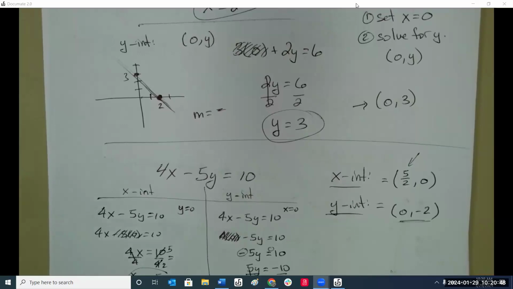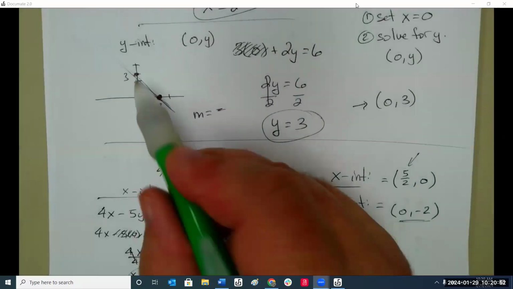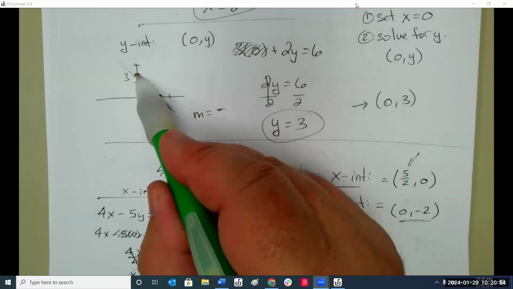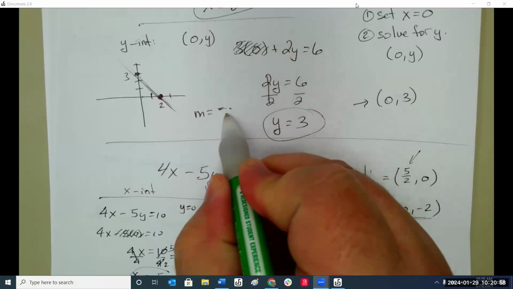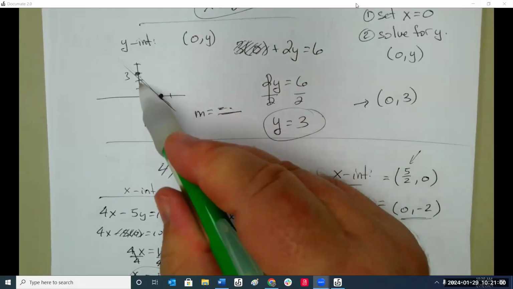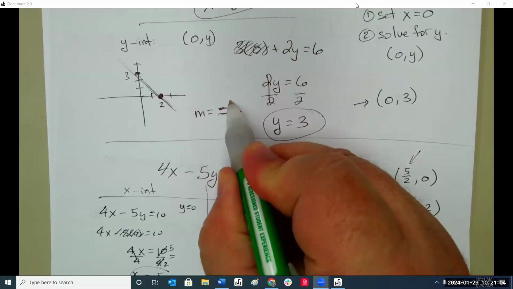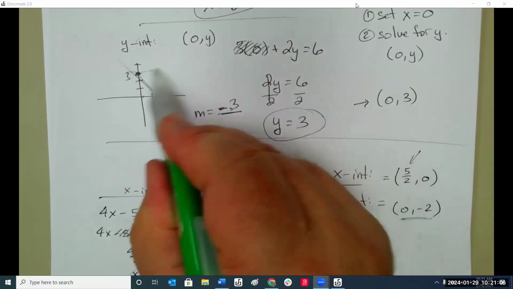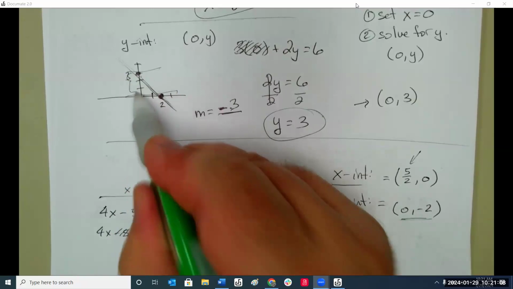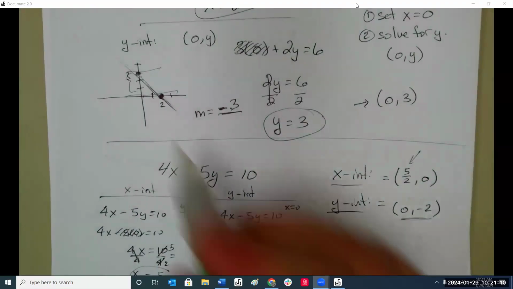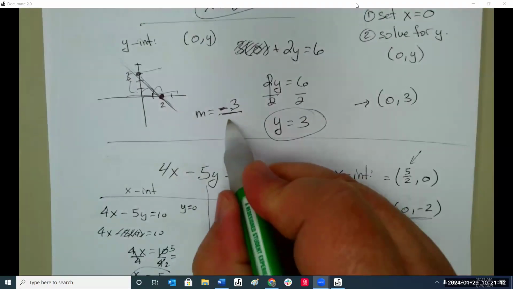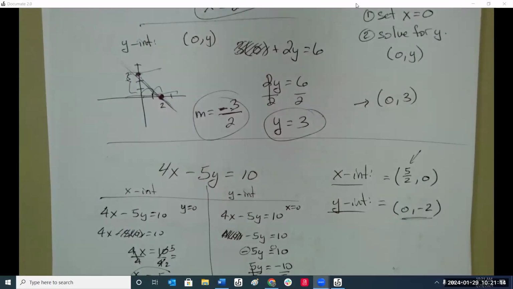Now, from the first point to the second point, what do we do? From this point to this point, what do we do first? Remember, do we go up or down? We go down. How many spaces? 3. Because we have to go from here to here. We go down 3 spaces. And then how many over? There you have it.